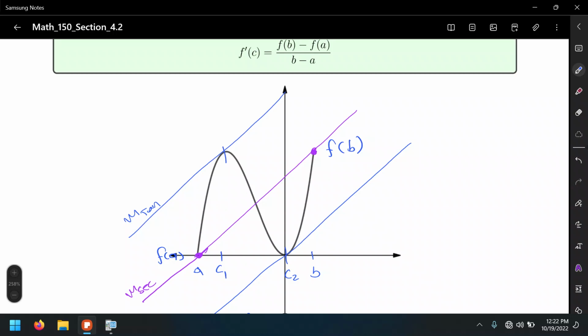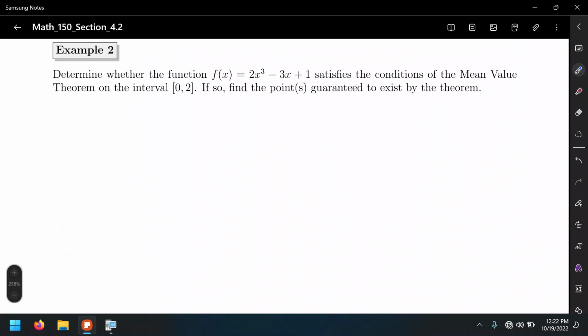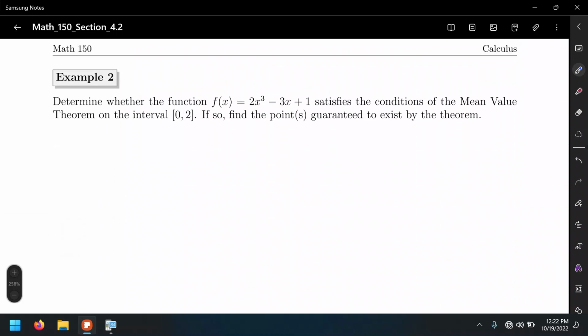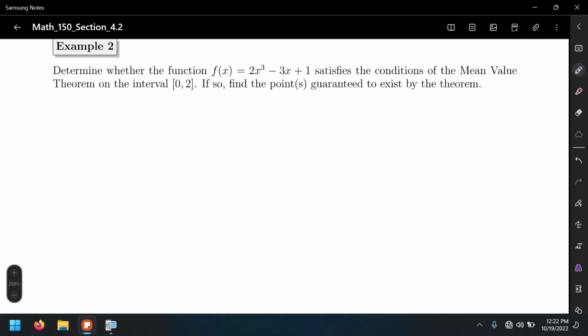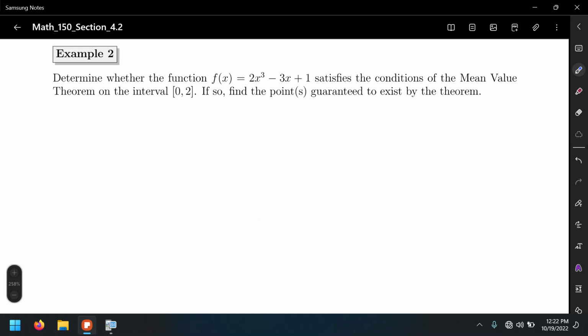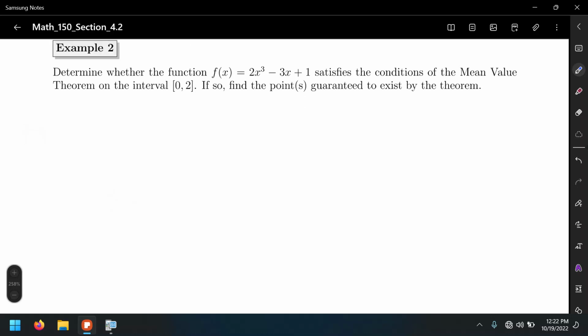Let's do a couple of examples of the mean value theorem. All right. So determine whether the function f of x equals x cubed minus 3x plus 1 satisfies the conditions of the mean value theorem on the interval 0 to 2. If so, find the points guaranteed to exist by this theorem. That is, in the interval 0 to 2, all the values or the single value that has the same slope as the tangent. So number one, we need to check a couple of conditions.